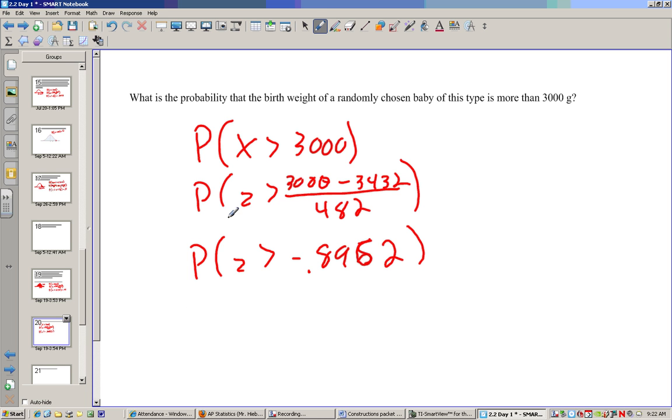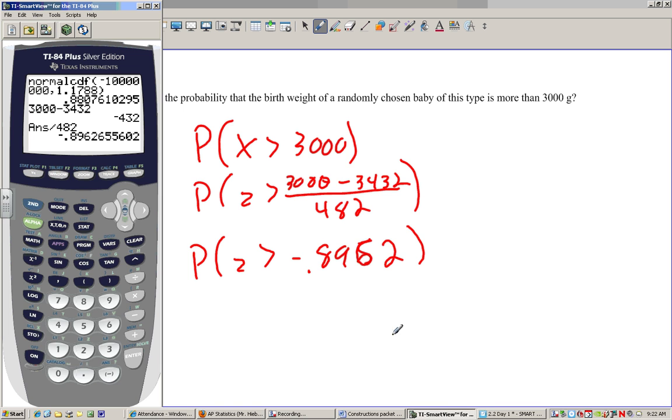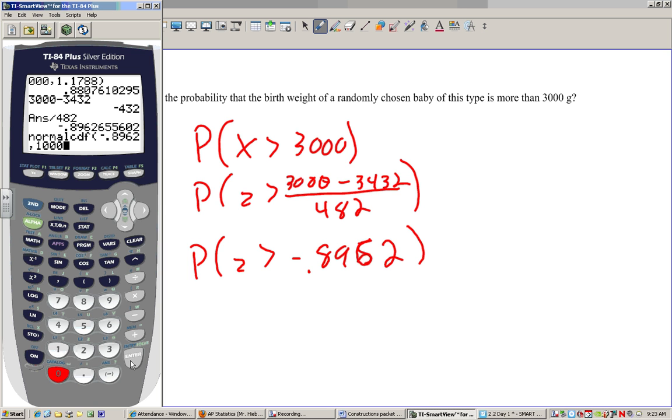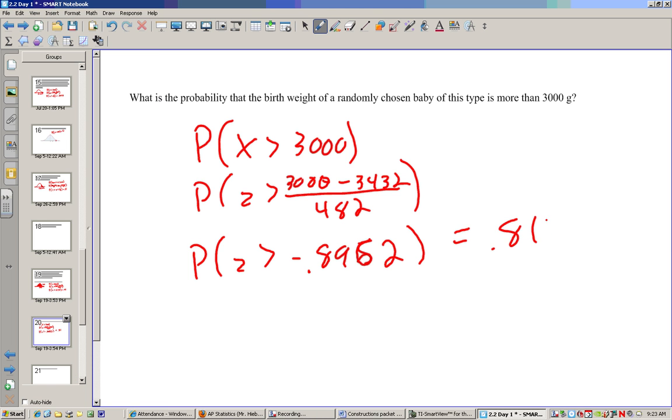So if we want to find that it's more than 3,000, we want to do that as my minimum in my normal CDF. Negative 0.8962 to infinity. So just make a whole bunch of zeros and hit your enter. So that's 81.49%, or 0.8149.